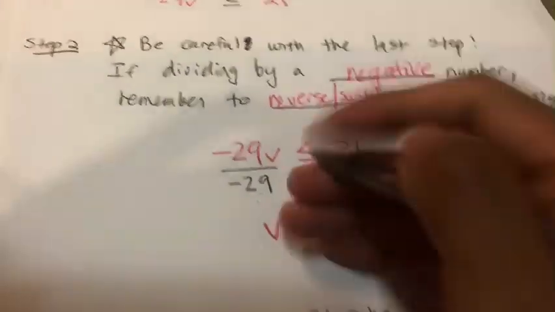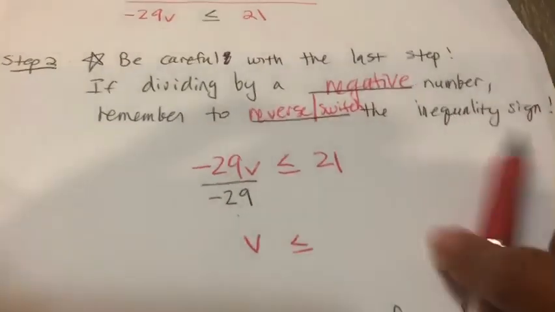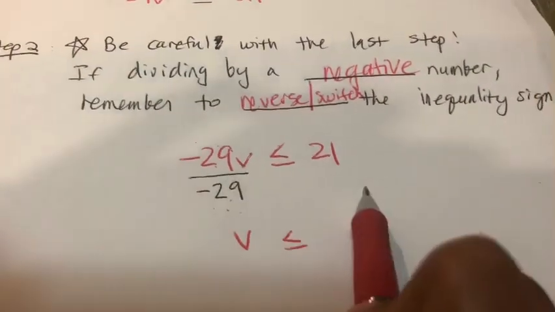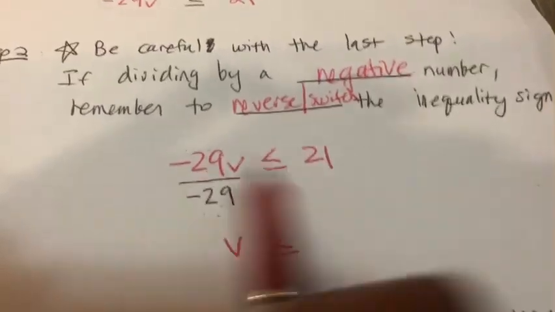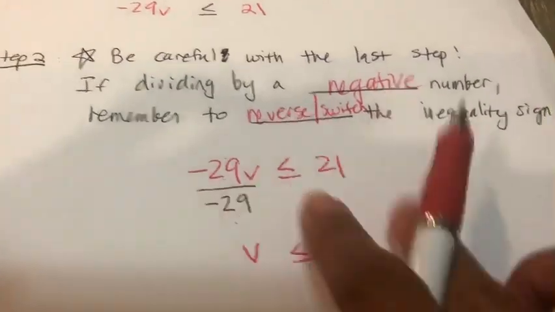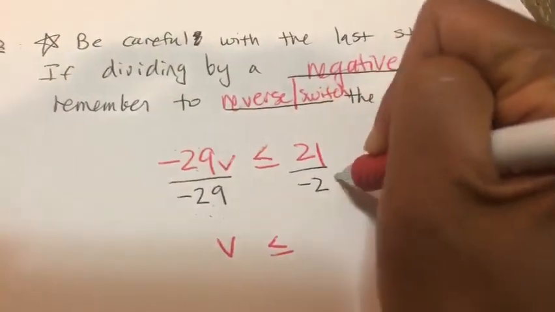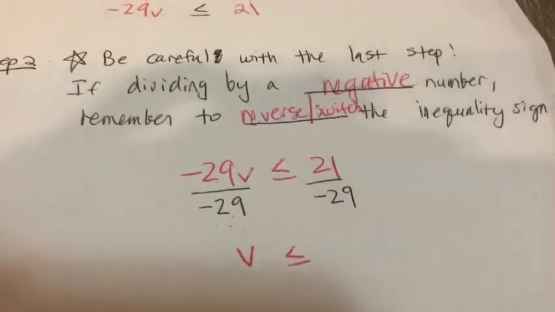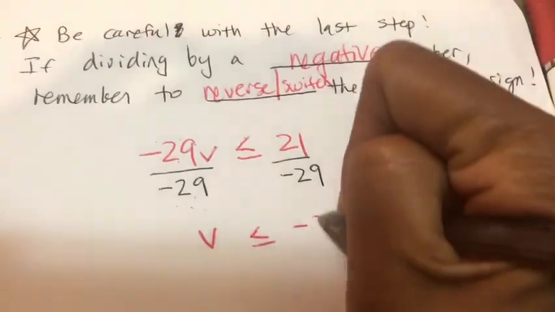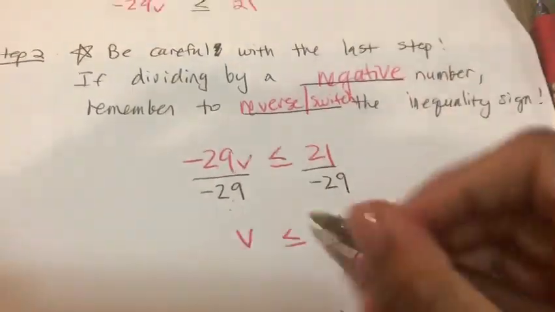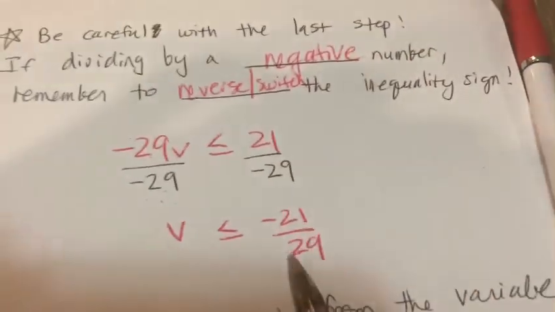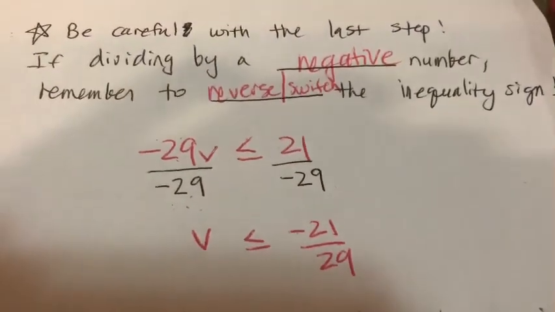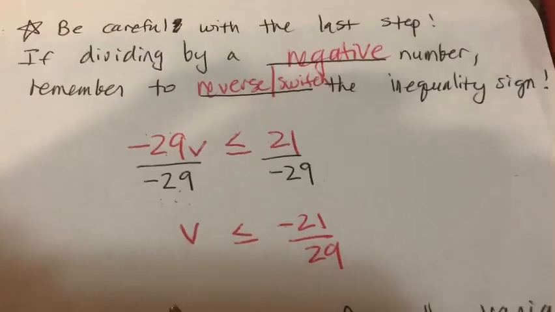So you have v, and don't forget, if you're dividing by a negative 29 here, you have to do the same thing to the other side, because math is about being balanced, right? Whatever you do to one side, you do to the other side. So here I get 21. So the negative could be on top, bottom, or in the middle. So negative 21 over 29. So again, the negative could be top or bottom. It's the same thing. Is this correct? Actually, it's not.